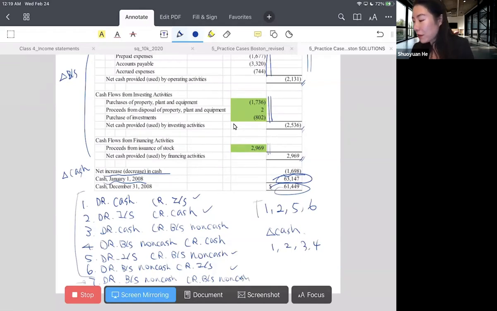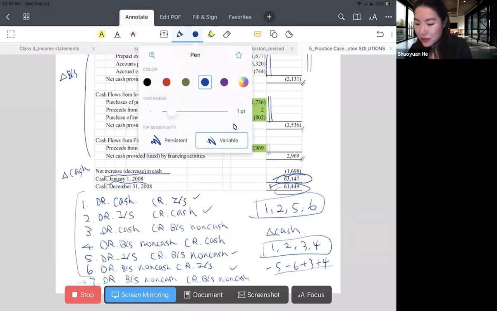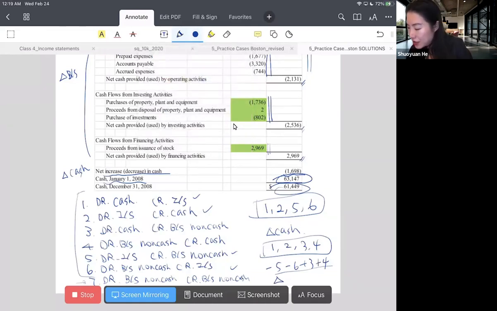So it's like we're starting from the sum of transactions 1, 2, 5, and 6. And we want to get to transactions 1, 2, 3, and 4. What should we do? So we need to take out 5, take out 6, plus 3, plus 4, right? So those are actually all of your non-cash balance sheet items. So that is the change in your balance sheet non-cash accounts. So this is why.